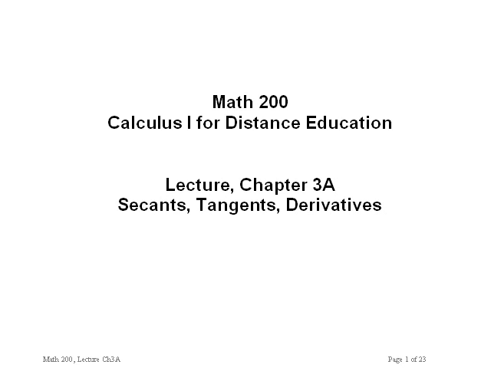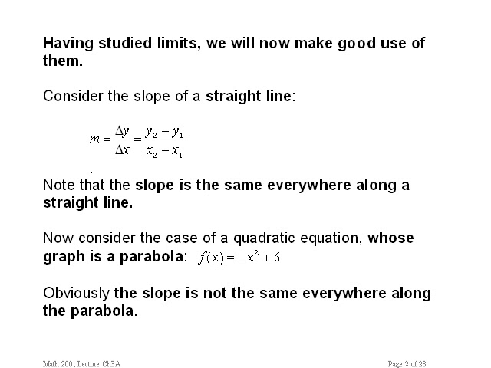This is Lecture 3A for Calculus 1, Secants, Tangents, and Derivatives. Consider the slope of a straight line. We could calculate it as m equals, some people say rise over run. You could say delta y over delta x. Greek capital letter delta means change, usually big change.